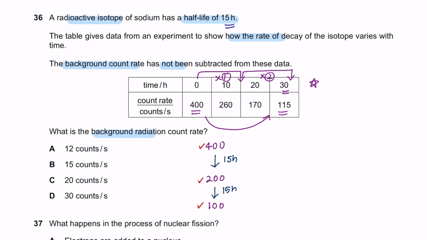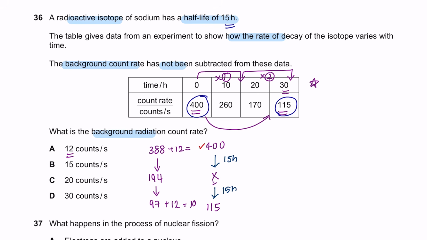If you guys have a less time-consuming way to solve this, you can share in the comment section below. But how I would solve this is by trial and error. So if the background radiation was 12, it means that the initial count rate must be 388. After the first half-life, divided by 2, it must be 194. And after another half-life, divided by 2, it will be 97. And if I add 97 with a background radiation of 12, I would get 109, which is not equal to 115. So the background radiation must not be 12.